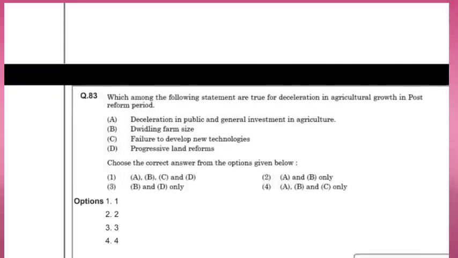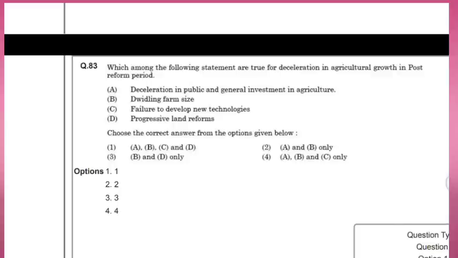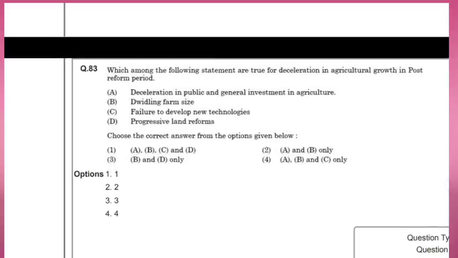And next question: which of the following statements are true for the decline in agricultural growth in the post-reform period? The options are the decline in public and general investment in agriculture, failure to develop new technology, and progressive land reforms. So option 4, A, B and C, is correct. Option 4 is the right answer.